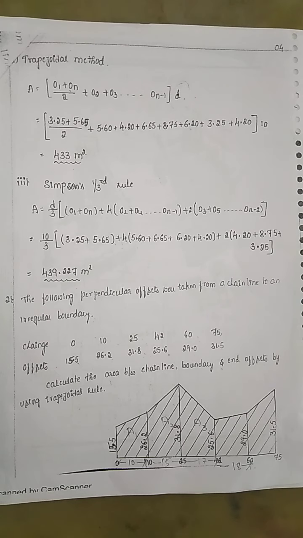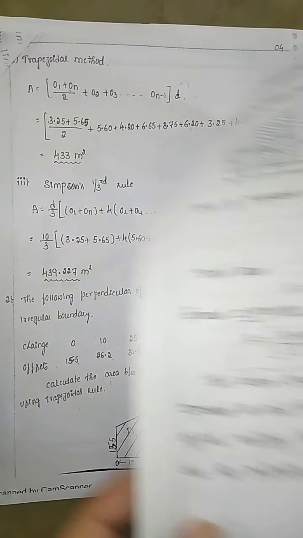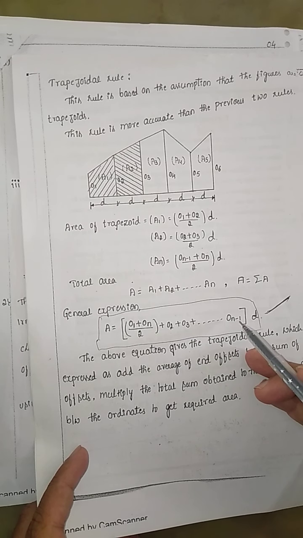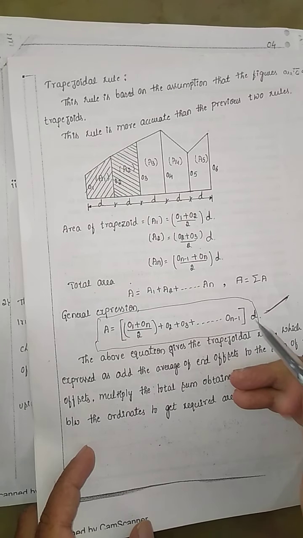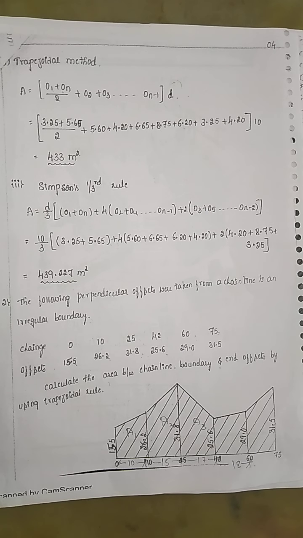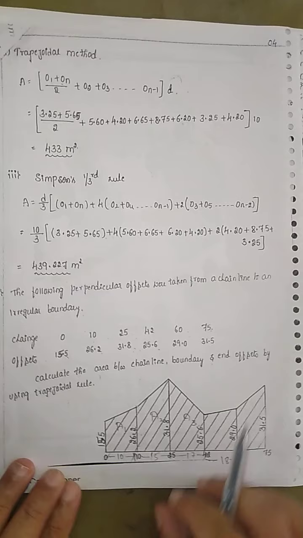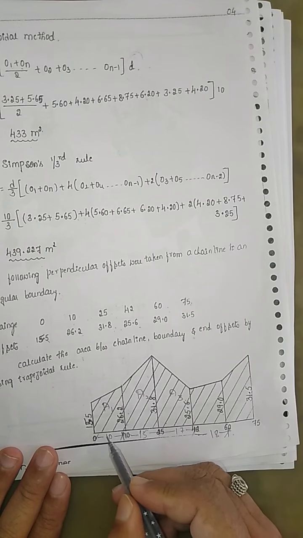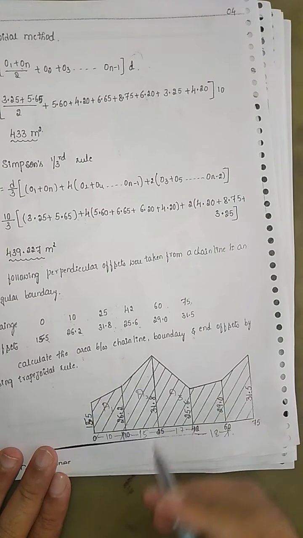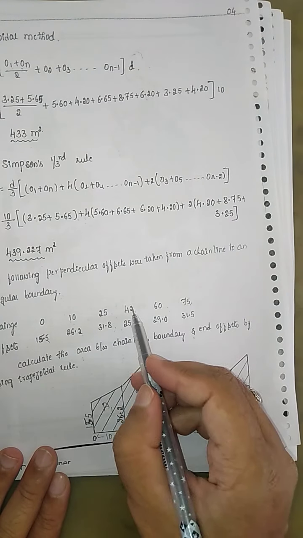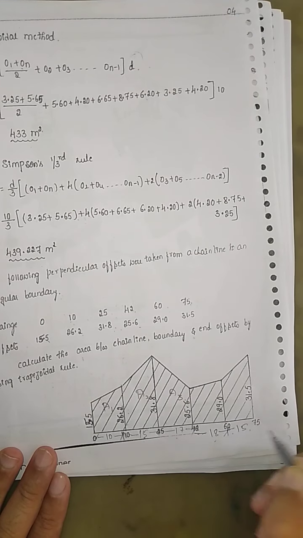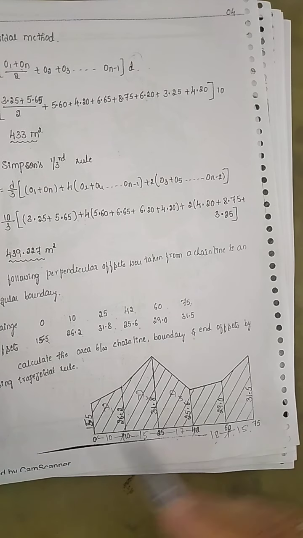Now for the trapezoidal rule, what is the formula? The formula for trapezoidal is (O1 plus On) divided by 2 plus O2 plus O3 till On minus 1, into D. Now we use this when the given distance is similar, that means the distance D is the same. In this case, the difference between the first chainages is 10 and the second it is 15. Between the third, the difference is 17, then again it is 18, then again it is 15. So here the distance D is continuously varying.